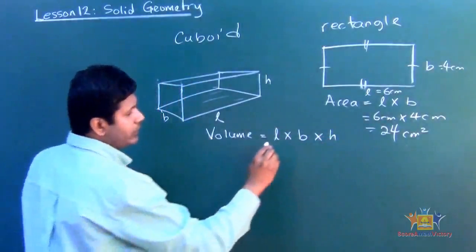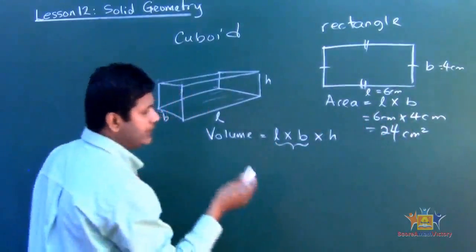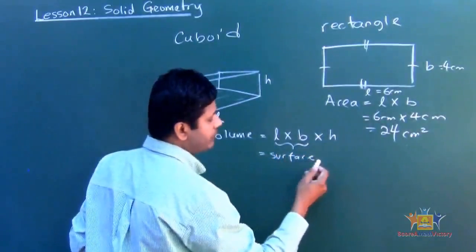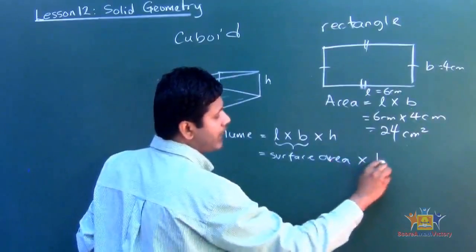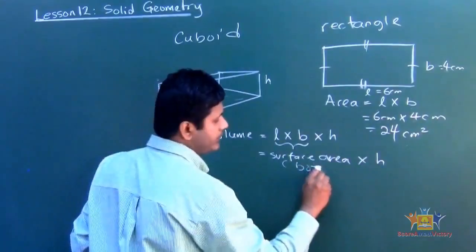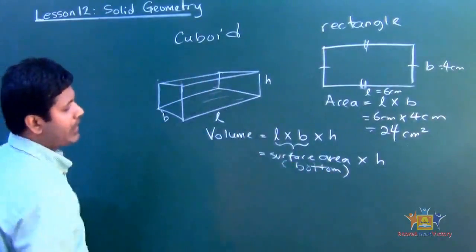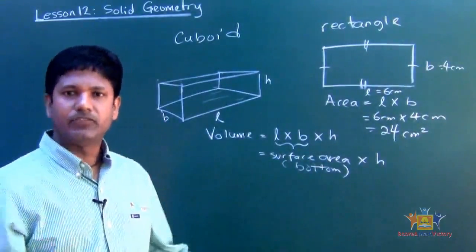So in other words, you know that length times breadth is what? Length times breadth is area. If I know the bottom surface area, and then I times it with the height, that will also give me the volume. Again, this is the bottom surface area, and then times the height will give me the volume. See that? Pretty straightforward, isn't it?